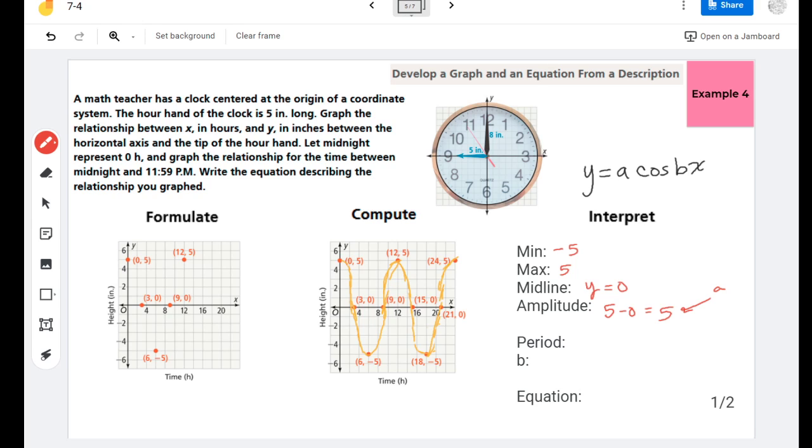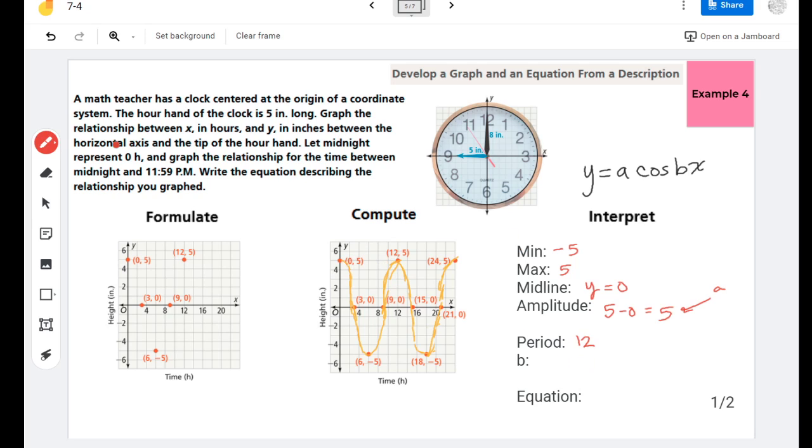And so we really want to focus on how to get the period. Okay? So to get a period, what you want to do is look at how long on the x-axis it takes to do one iteration of that U shape, right? So from here to here, that took 12 hours. So our period here is 12.